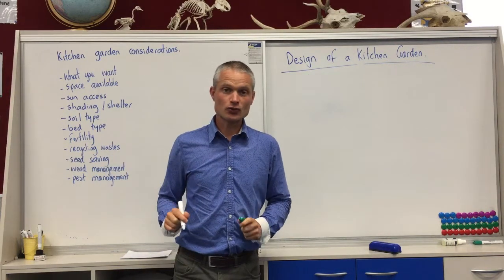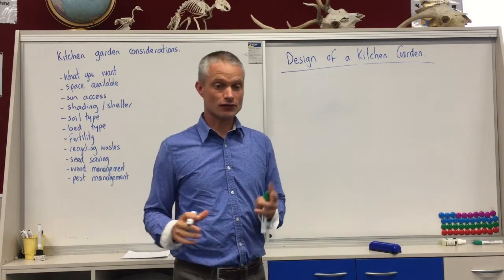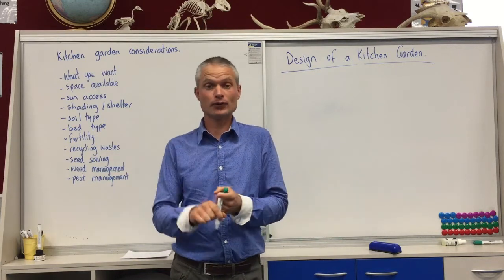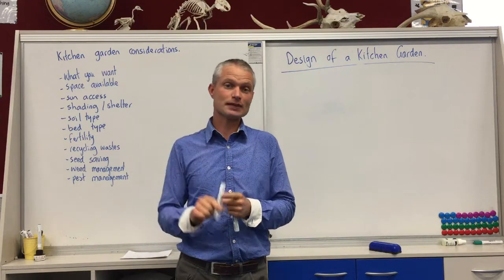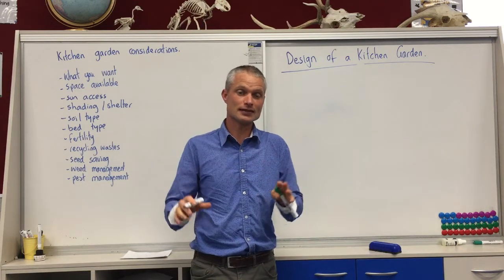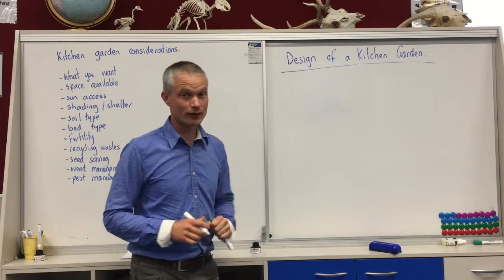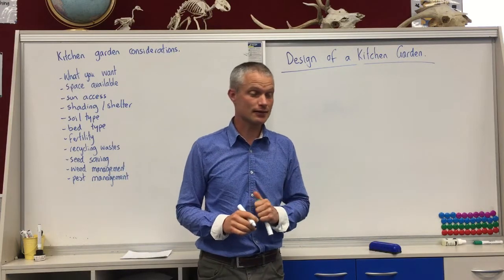So to start this module we'll look at the guiding considerations of how the different parts that we've covered so far, such as building soil, applying the permaculture principles and the design process, apply to different types of permaculture designs. And the first one we're going to apply it to is the kitchen garden design.